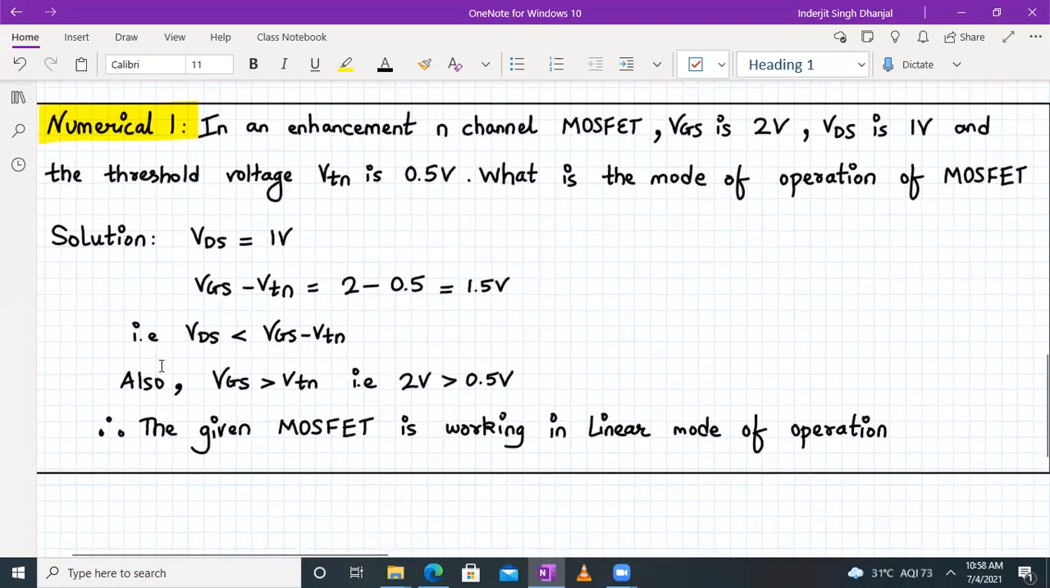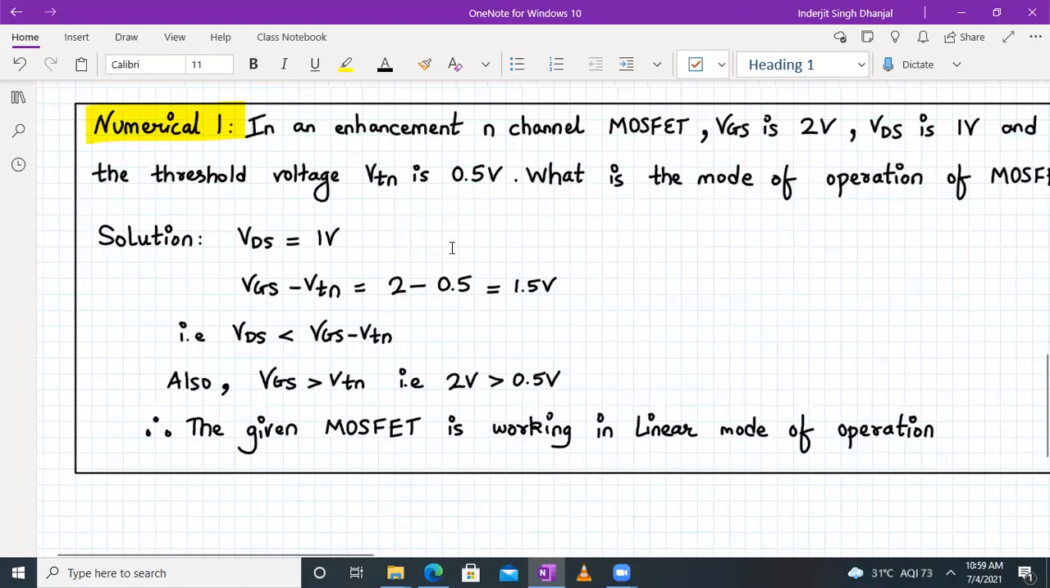That means that the VDS value is less than VGS minus VTN. Also, there is one more condition, that VGS has to be greater than VTN, that is, 2 volt is greater than 0.5 volt. So since VDS is less than VGS minus VTN and VGS is greater than VTN, the given MOSFET is working in the linear mode of operation.